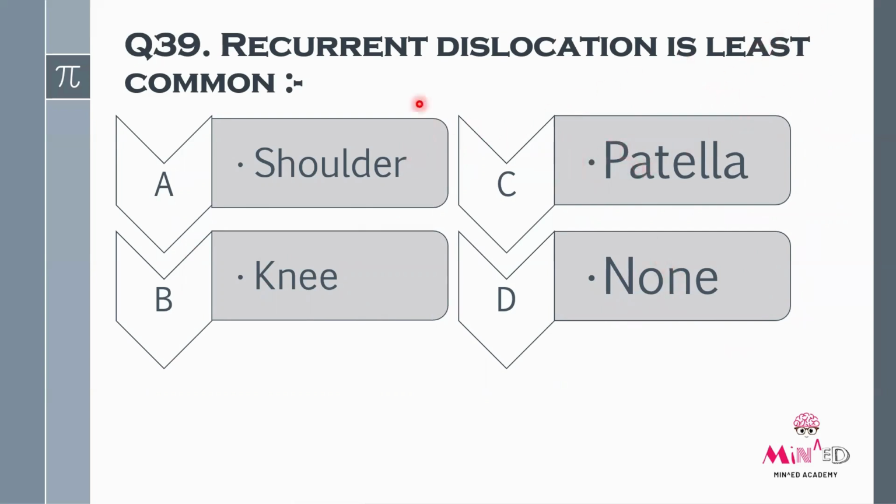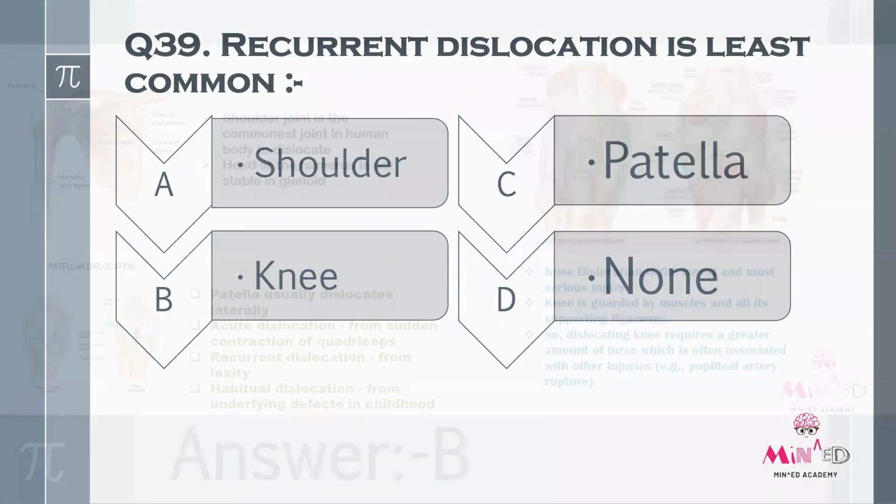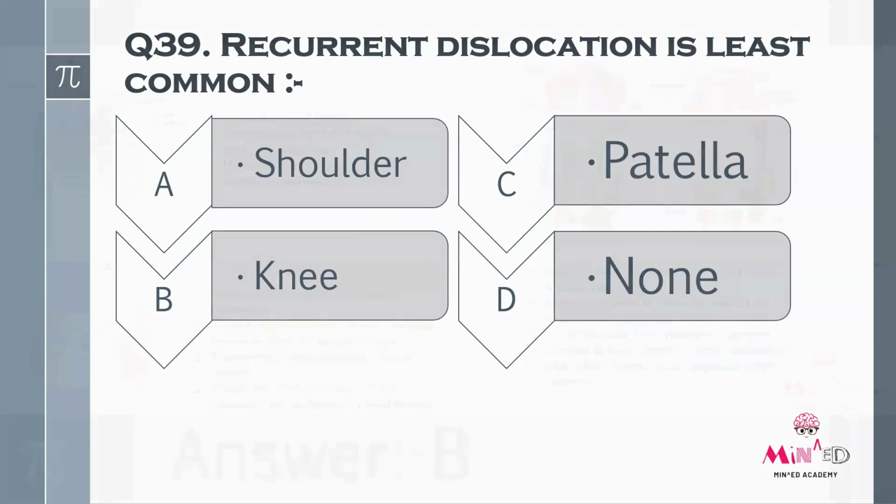As we all know, most common is shoulder. Then patella also gets dislocated. In the lower limb, the most common will be patella. Upper limb, shoulder. Then left is knee. Since it is guarded by all the muscles and ligaments, it is least common. Recurrent dislocation of knee is least common.